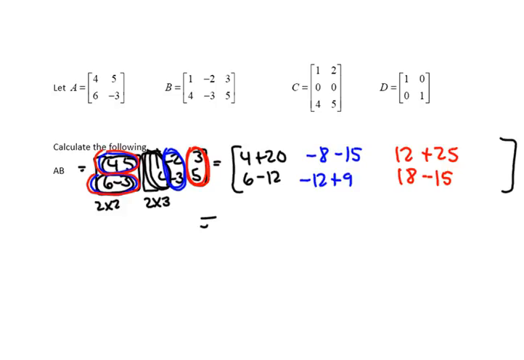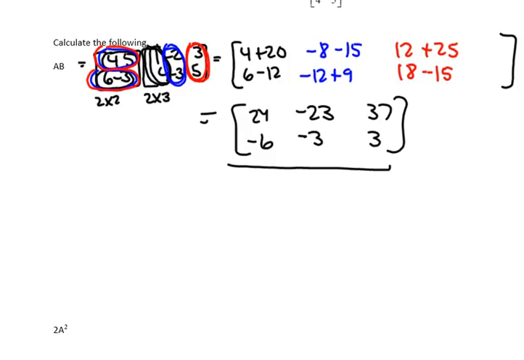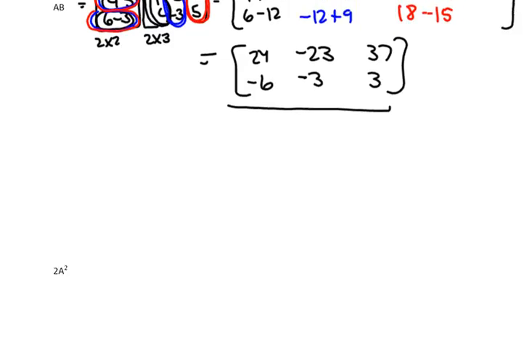So now the rest of this simplifies very easily. That's 24 and negative 23 and 37 and negative 6 and negative 3 and 3. And notice my final answer is a 2 by 3 matrix here. Okay, so now let's scroll down and then do 2 times A squared. Okay, so I can rewrite 2, and then matrix A, I'll rewrite twice.